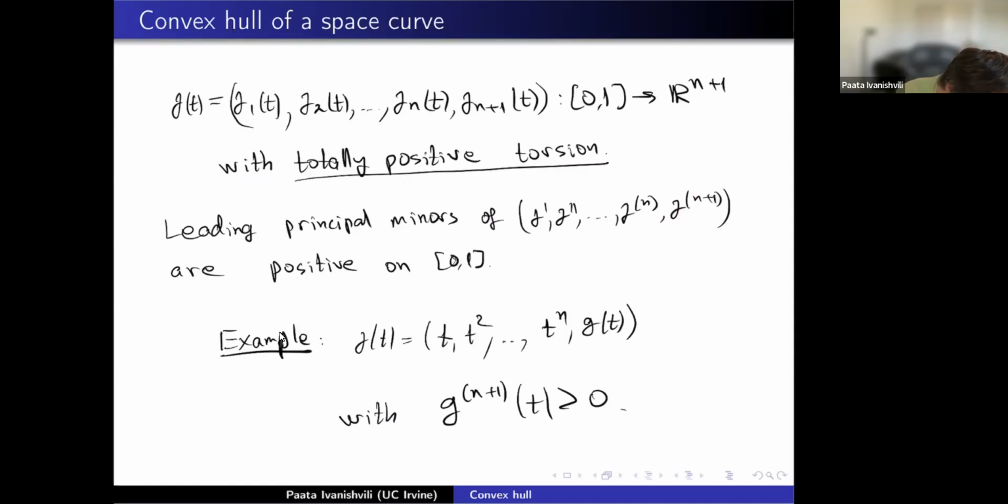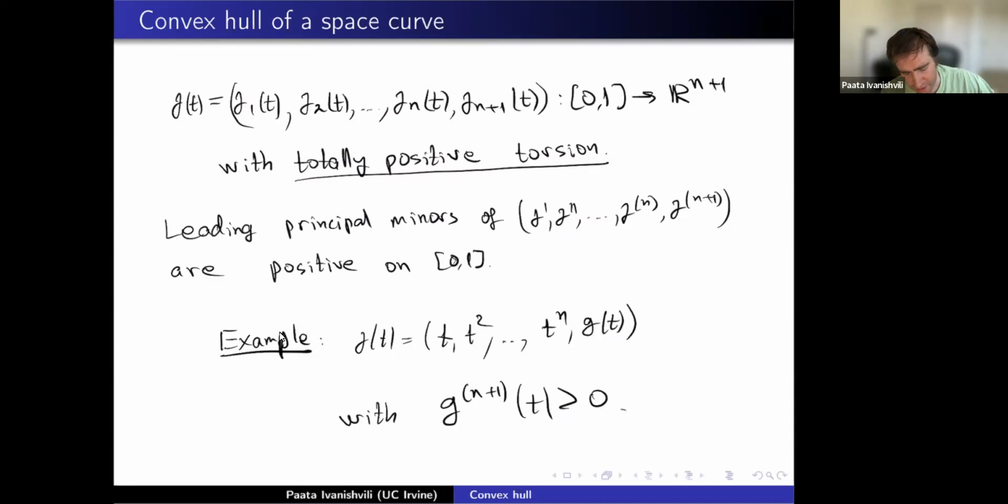So let's take a space curve in R^(n+1). For some reason, I want to add one more coordinate. I understand that we are used to having gamma 1 through gamma n from 0, 1 to R, but for some reason I want to add n+1 and think about it as a curve in R^(n+1). I will explain this reason later. So we say that this curve has totally positive torsion. This means that all the leading principal minors of this matrix are strictly positive on the interval 0, 1.